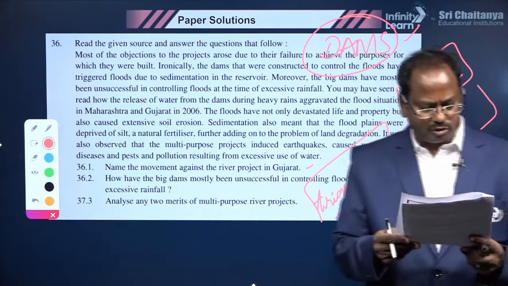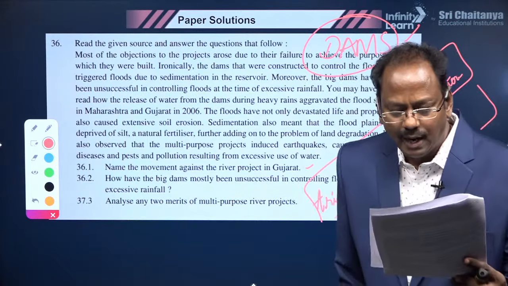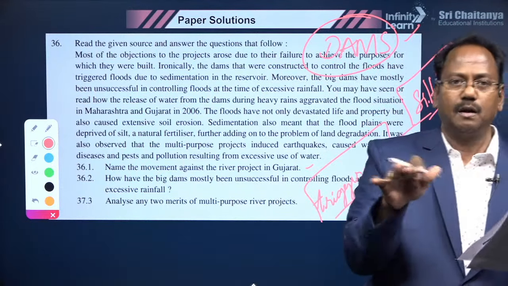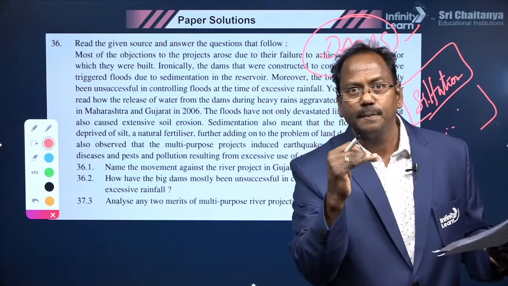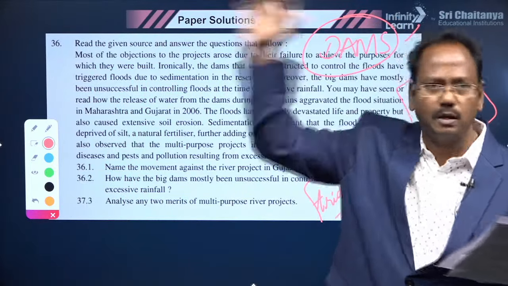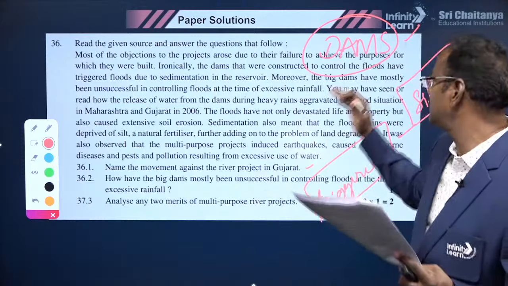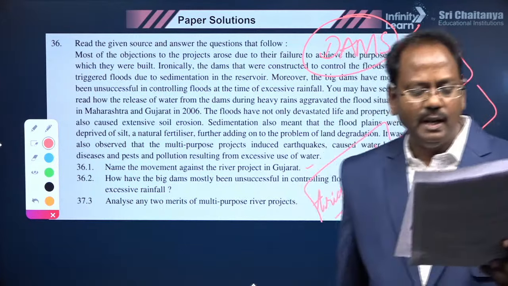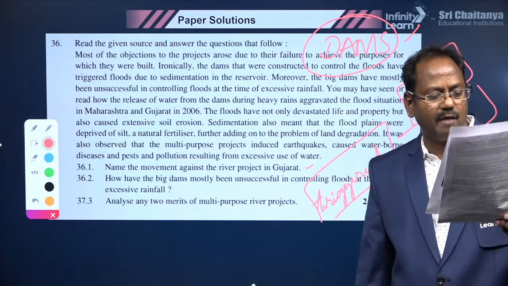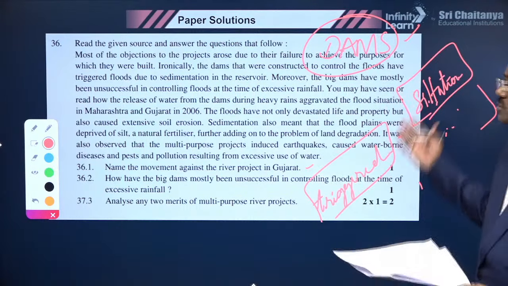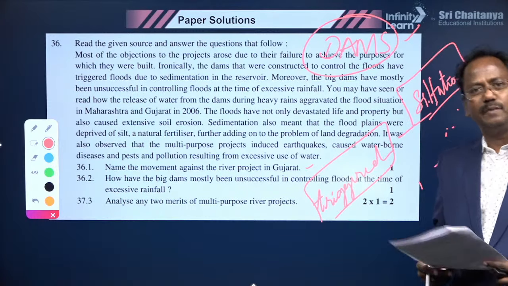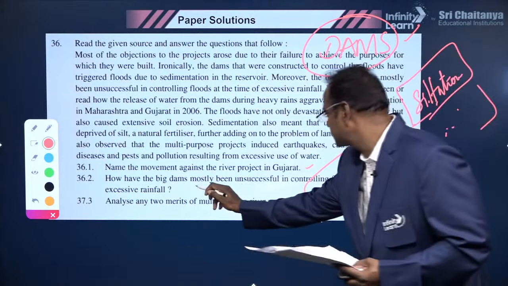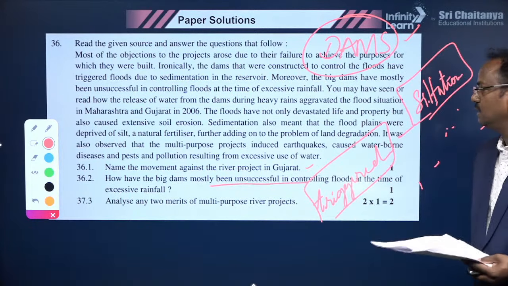This is one of the reasons the big dams have mostly been unsuccessful in controlling the floods. It happens at the time of excessive rainfall only, you have to write; it's not regular rain, that is why I said flash floods. When huge water gushes into the dam areas, then only this kind of situation arises. The floods have not only devastated life and property, but have also caused extreme soil erosion and loss of vegetation and natural habitat for many animals. You have to discuss all these problems in the second question.